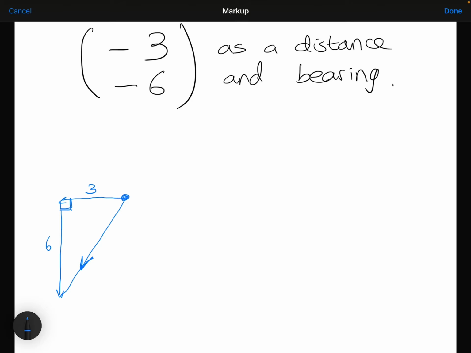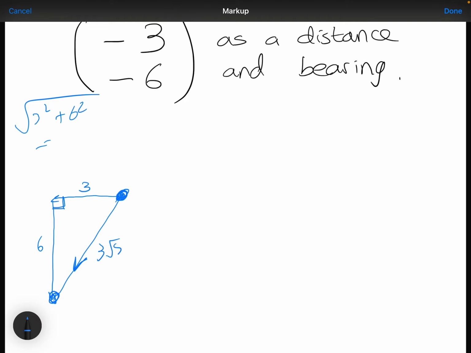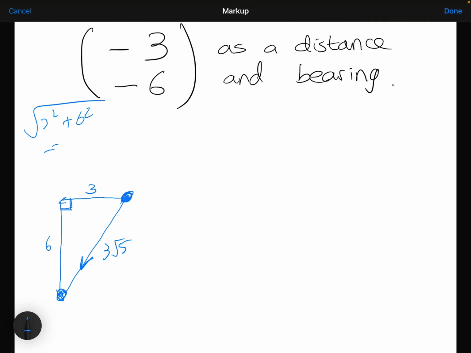Now, hopefully you can see, to work out how far we've actually travelled from here to here, all I need to do is a little bit of Pythagoras. So if I just do 3 squared plus 6 squared, square rooted, I get root 45, or 3 root 5. So that's the distance, that's the size of this vector.